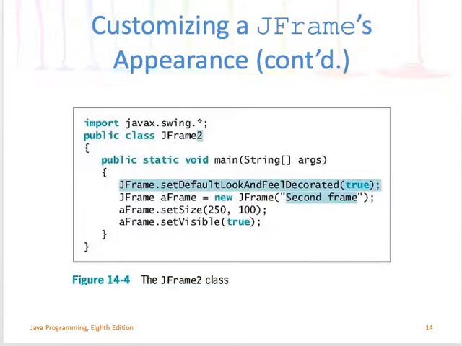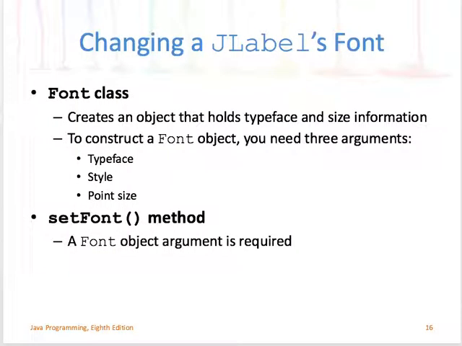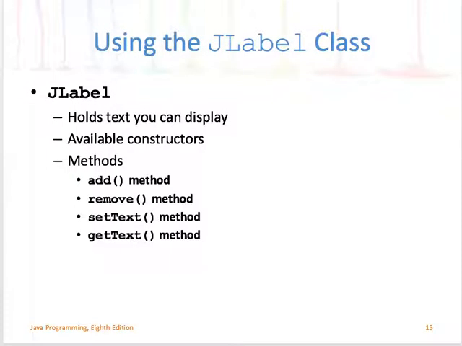Let's talk about the JLabel. Let's move on. JLabel holds text you can display. It has available constructors and methods. So you have the methods add, remove, setText, and getText. Basically, when you're talking about adding, eventually you're allowing that to be added. So let's say that we created a JLabel, right? And let's say that hypothetically, and we'll show in our example in the lab, that we didn't do add. What do you think happens? Well, we won't add the label.